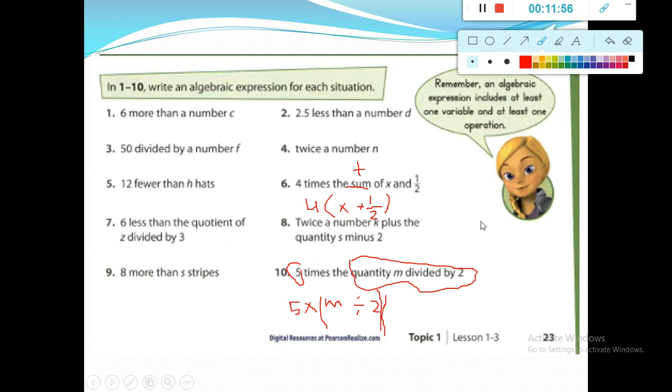Here we did 2 questions, question number 6 and question number 10. And you need to complete the questions by yourself.